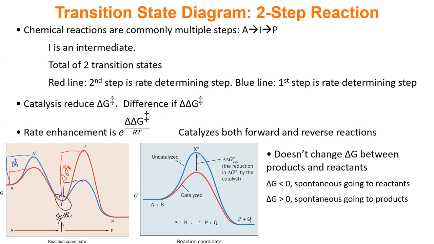Now, what the right image is showing is what happens when you have a catalyst. What a catalyst does is that it changes delta G double dagger. The difference between the uncatalyzed reaction and the catalyzed reaction, you're going to love this, is called delta delta G double dagger. Remember, delta basically means difference. Anytime you see delta, you should think difference or change. So delta delta G double dagger means, what is the change of delta G double dagger?